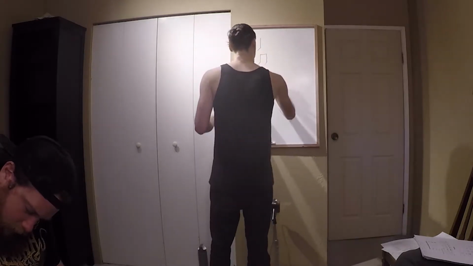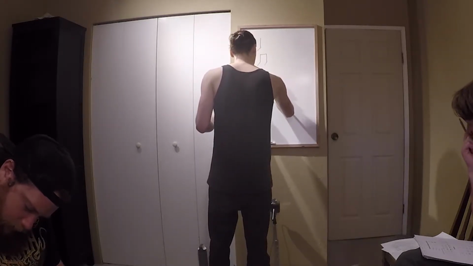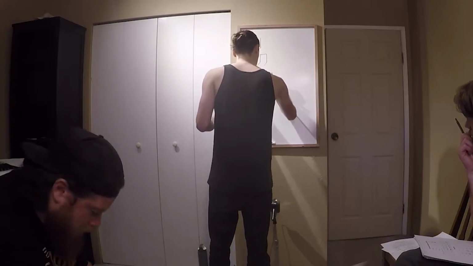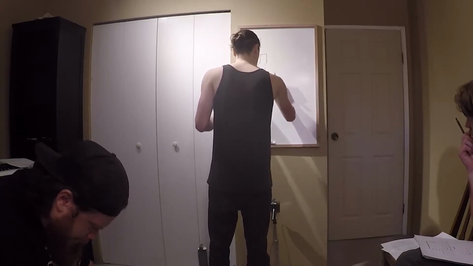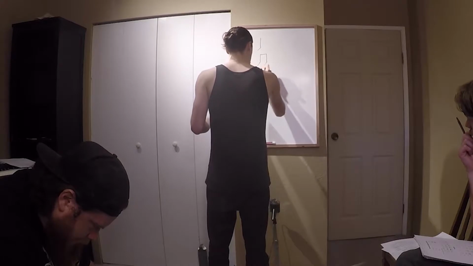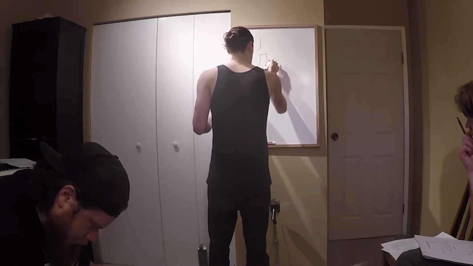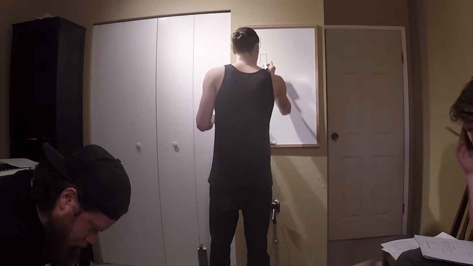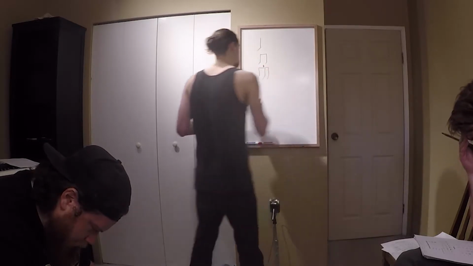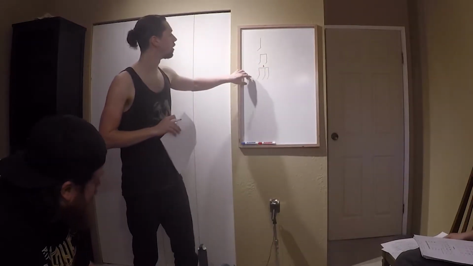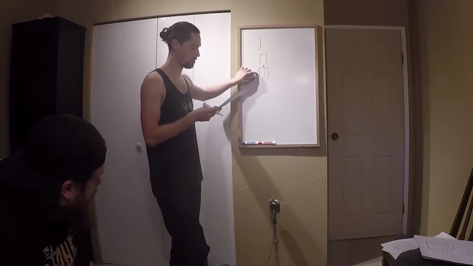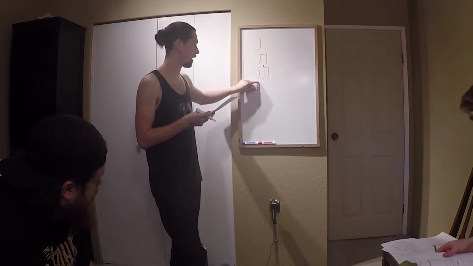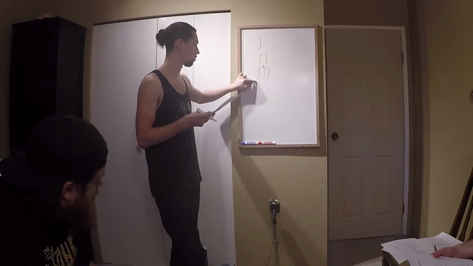If we were to divide this in three, I'm just going to give this a little bit of space. We put a little 3 above this. So now this is a triplet eighth group, right?